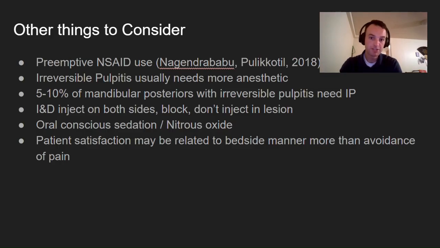Irreversible pulpitis patients are going to need more anesthetic. One study said 8 times more likely to have difficulty achieving pulpal anesthesia. Some teeth, particularly mandibular posteriors, are just not going to get numb. They're going to need an IP. If you're doing an incision and drainage, don't inject into the lesion. Inject on both sides of the lesion and take it easy. It can be really painful, and the injection will fail if you give it into the lesion.